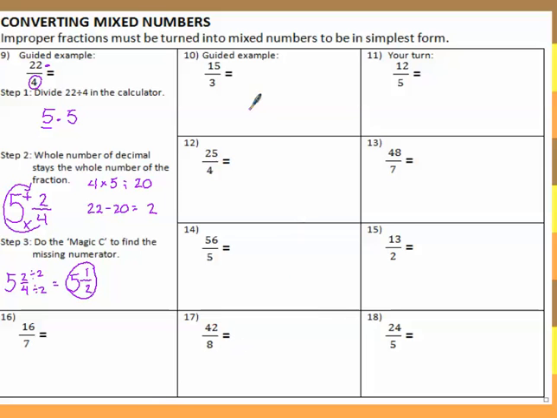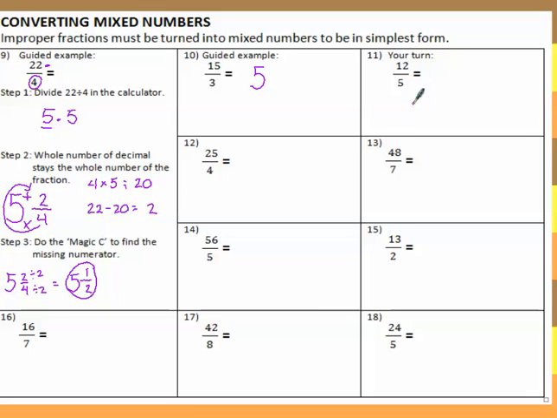Okay, let's do number 10 together. If we divide number 10, 15 divided by 3 in our calculator, we actually get a whole number of 5. Or you can think in your head, 3 times 5 gives me 15, so I'm just going to have a whole number answer. In that case, there is no extra to be a fraction.